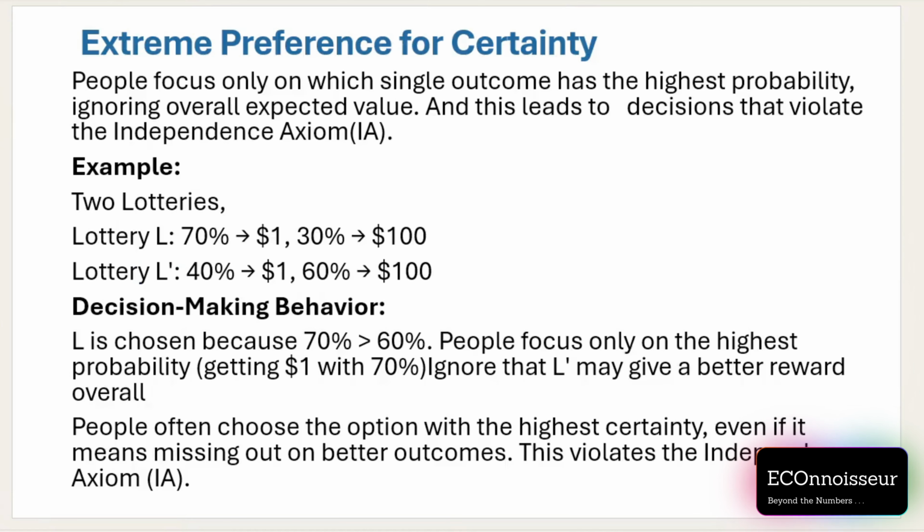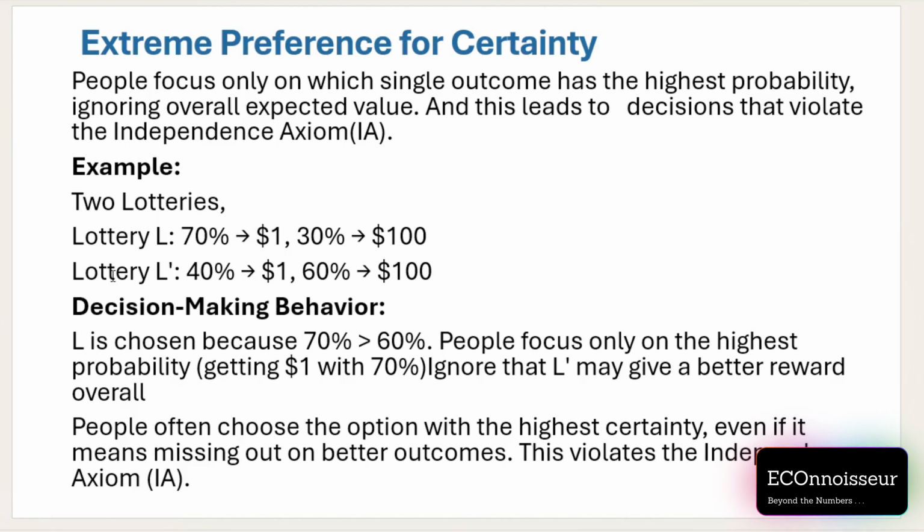The extreme preference for certainty says that the decision maker chooses the lottery amongst all the lotteries depending on the single highest probability. We can see, for example, two lotteries, lottery L and lottery L prime. Here the highest probability among all the probabilities is 70%, and the decision maker takes the decision depending on that highest probability, which is 70%.